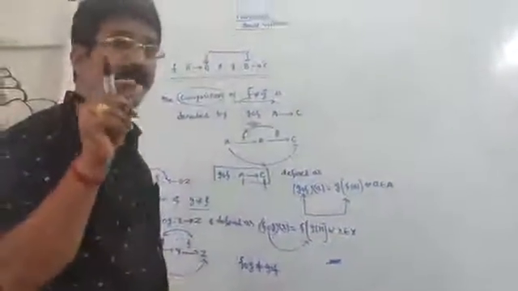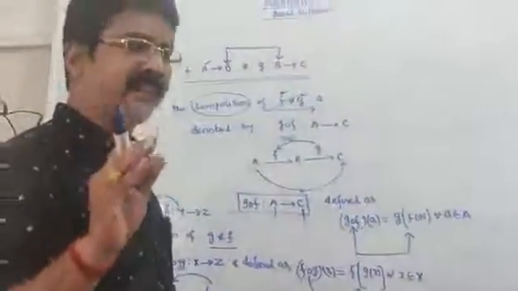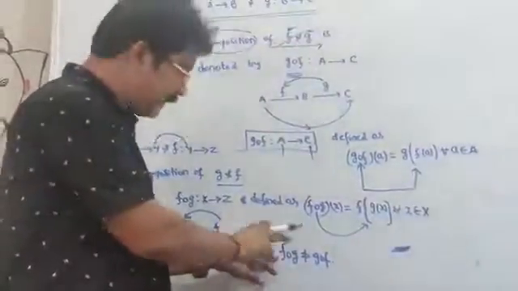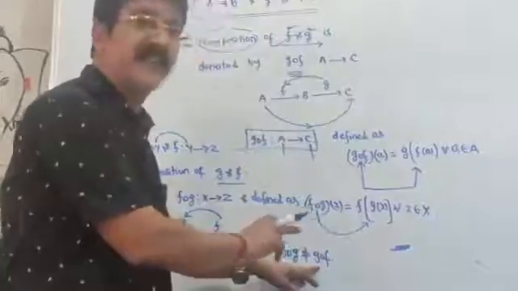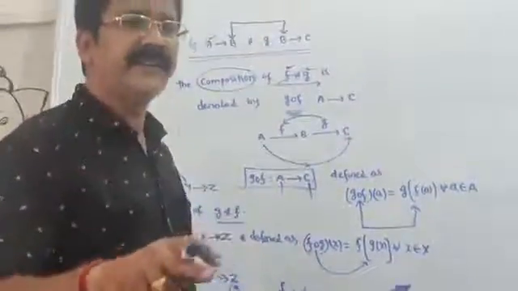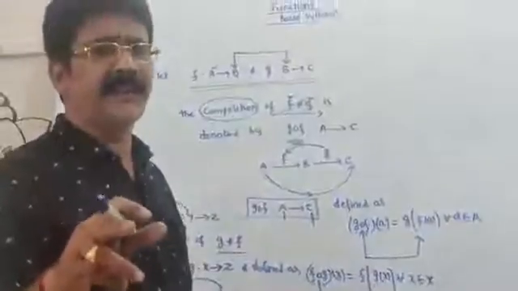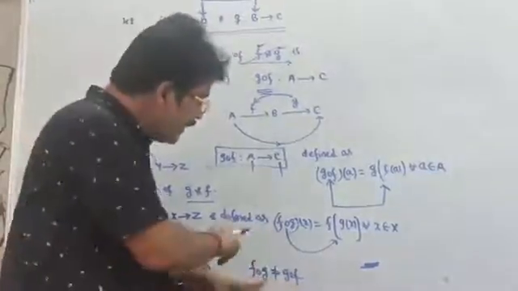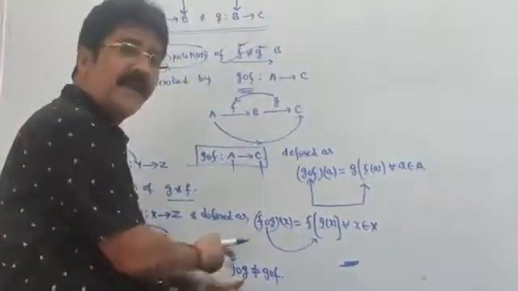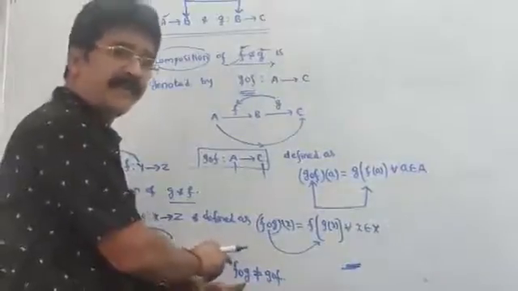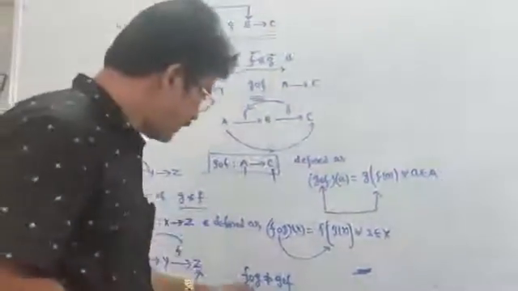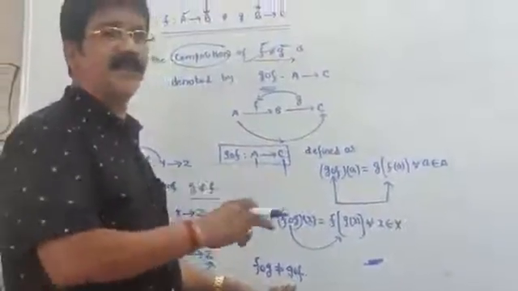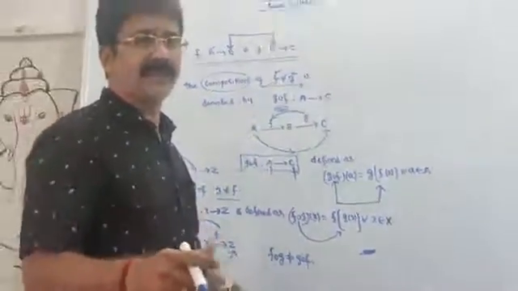One minute. If F circle G is defined, there is no restriction for G circle F. Even if F circle G is defined, there are no rules for defining G circle F. G circle F may or may not be defined. Similarly, if G circle F is defined, then F circle G may or may not be defined. So anyhow, F circle G is not at all equal to G circle F. We are seeing this same result in the next coming examples.